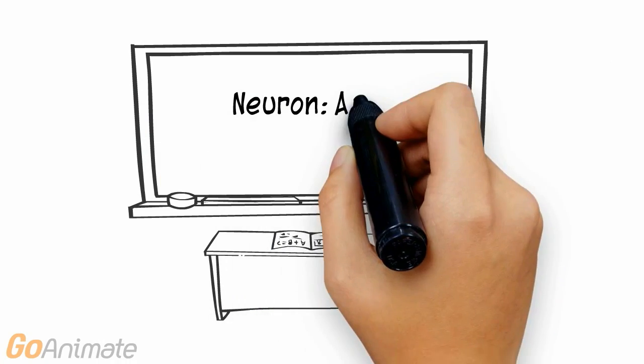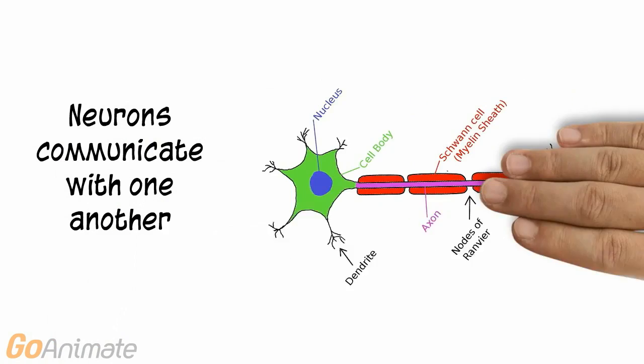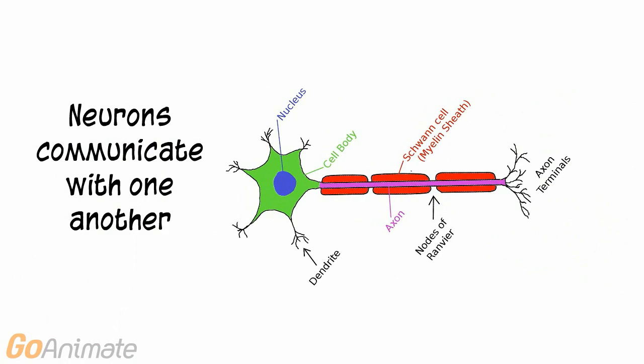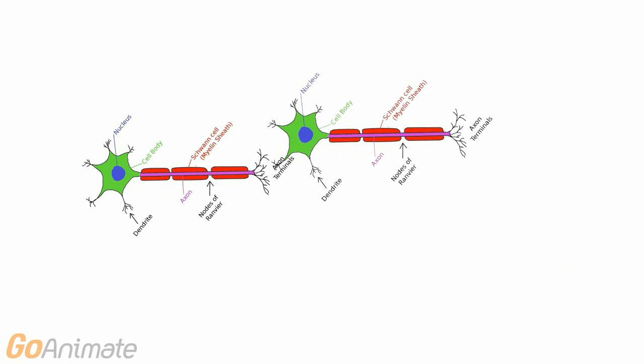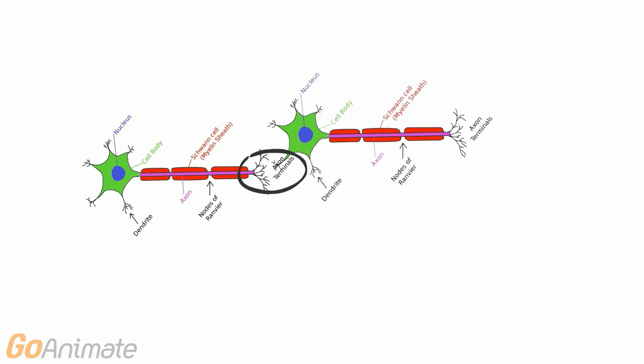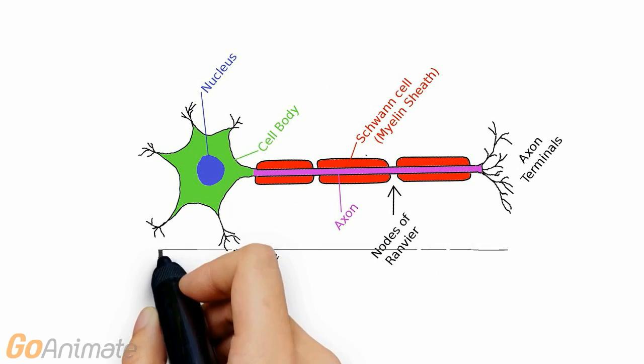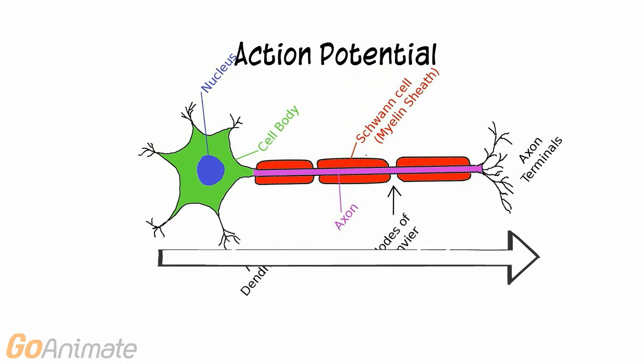Let's learn about action potentials. Nervous system cells called neurons can communicate with one another. One neuron communicates with another by sending a message called a synapse. In order for this communication to occur, neurons must generate an electrical impulse called an action potential.